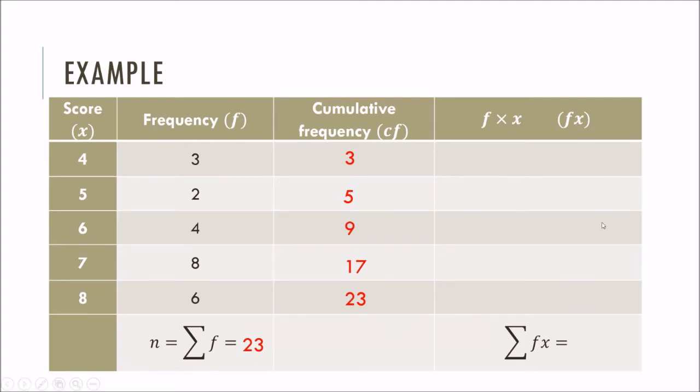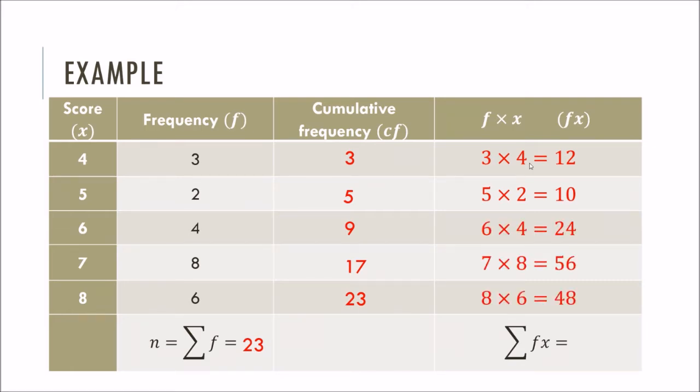Now for this column over here, our fx column, what we're going to do is multiply our score by our frequency. So our first one's going to be 3 times 4, which gives us 12, then 10, 6 times 4 is 24, 7 times 8, 56, 8 times 6, 48. Now to get this sigma fx here, this symbol means sum of. So you need to add the totals over here to provide the total for that column, which is 150.